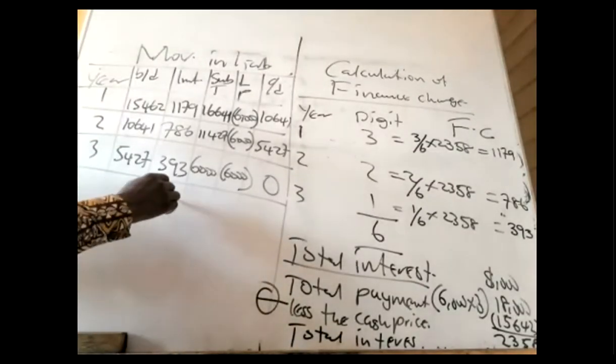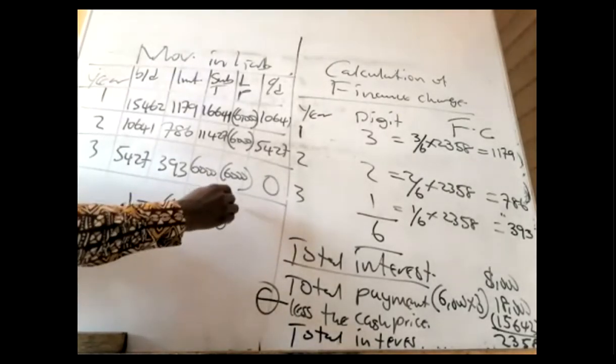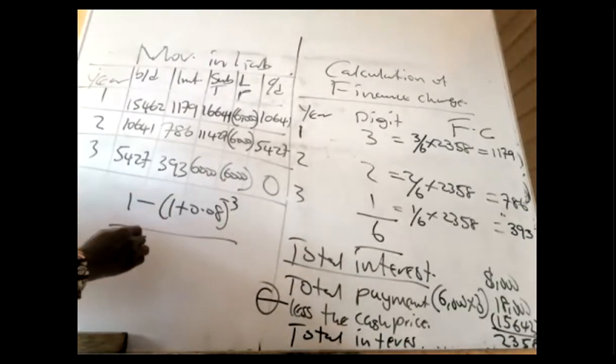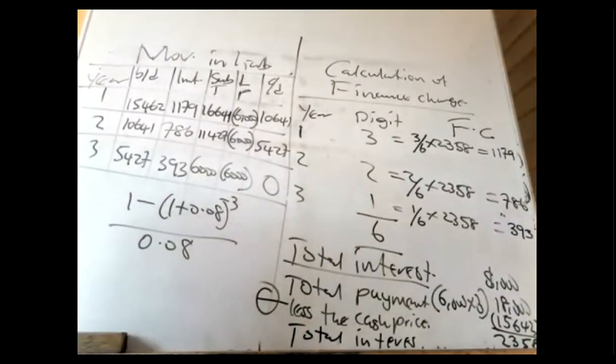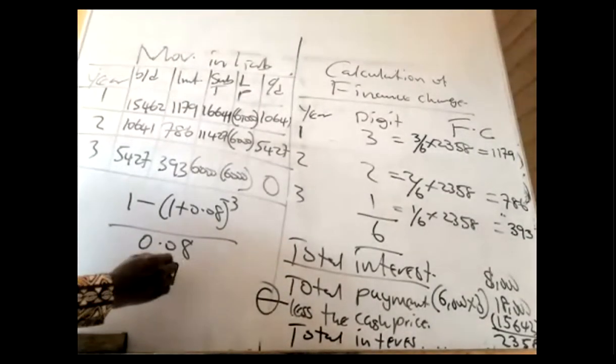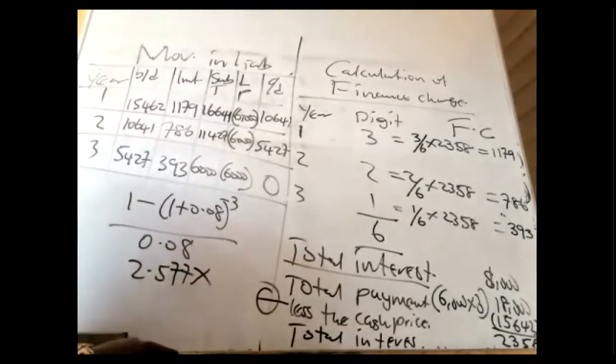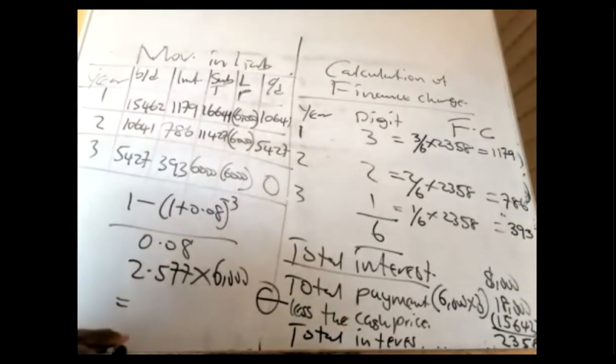1 minus bracket 1 plus 0.08 to the power minus 3, all divided by 0.08. Okay, so you get 2.577. Okay, now times the 6,000. It should give us the cash price of this item. Times the 6,000. It is different from the one given to us in the question, that is the cost.